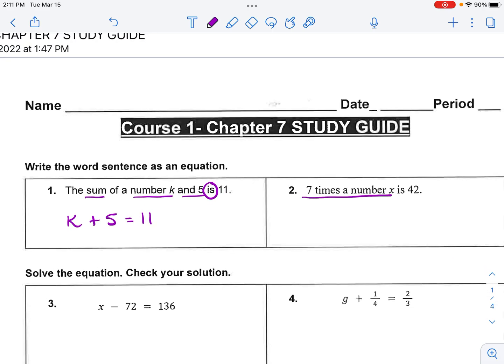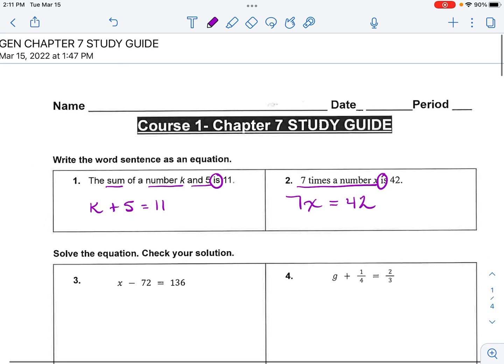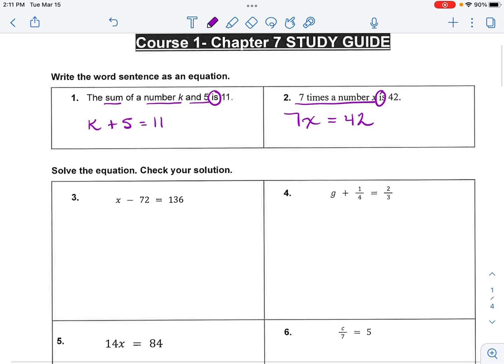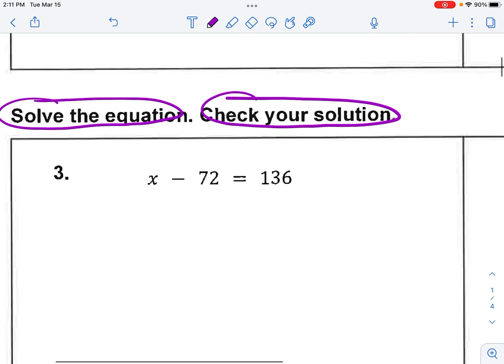Number 2, 7 times a number x would look like this. A number next to a letter means multiplication. Is means equals 42. We don't have to solve, we're just writing it as an equation. Numbers 3, 4, 5, and 6, we are solving and checking. You'll have to do both on the test.